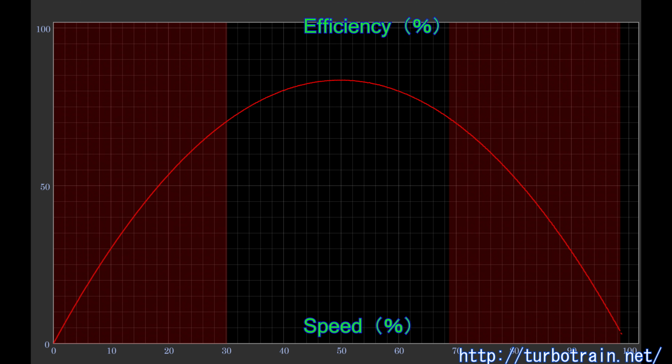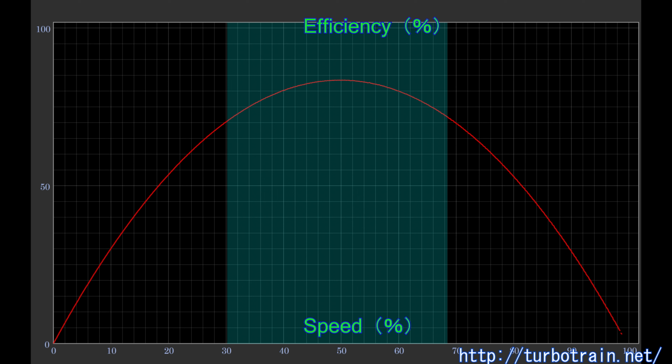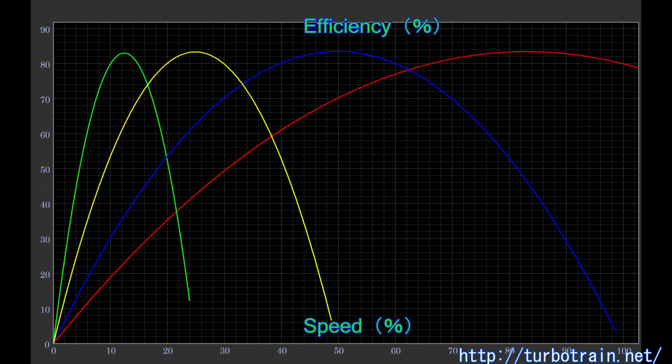When the converter is operated at the low efficiency speed range, the heating value becomes larger and the converter becomes larger and heavier. To avoid this, gears with a different reduction ratio must be used according to the vehicle speed.